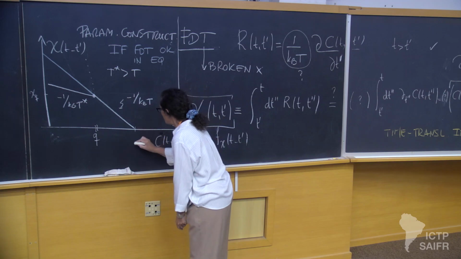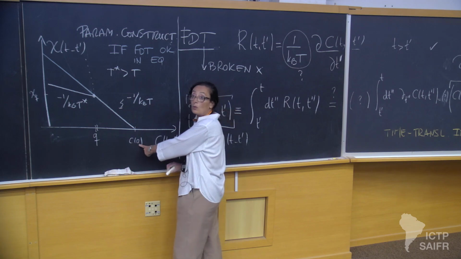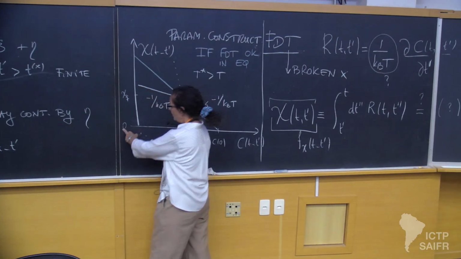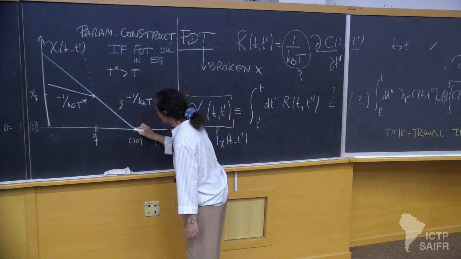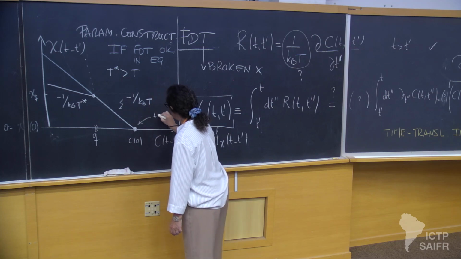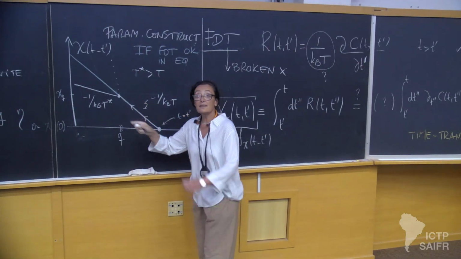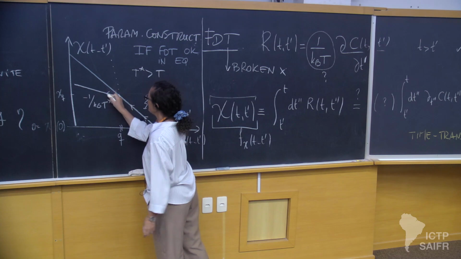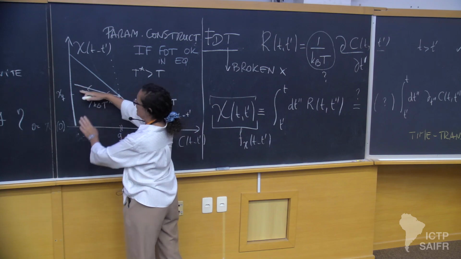So here I'm writing C of 0. This is the point where t is equal to t prime. So this is C of 0, whatever the correlation is at equal times. Chi of 0 is 0 because I'm not integrating anything. So when I increase time delays, I move from this point, which corresponds to equal times, in this direction. The correlation decreases, the integrated response increases, and then it changes its functional form and becomes another straight line in this parametric construction.